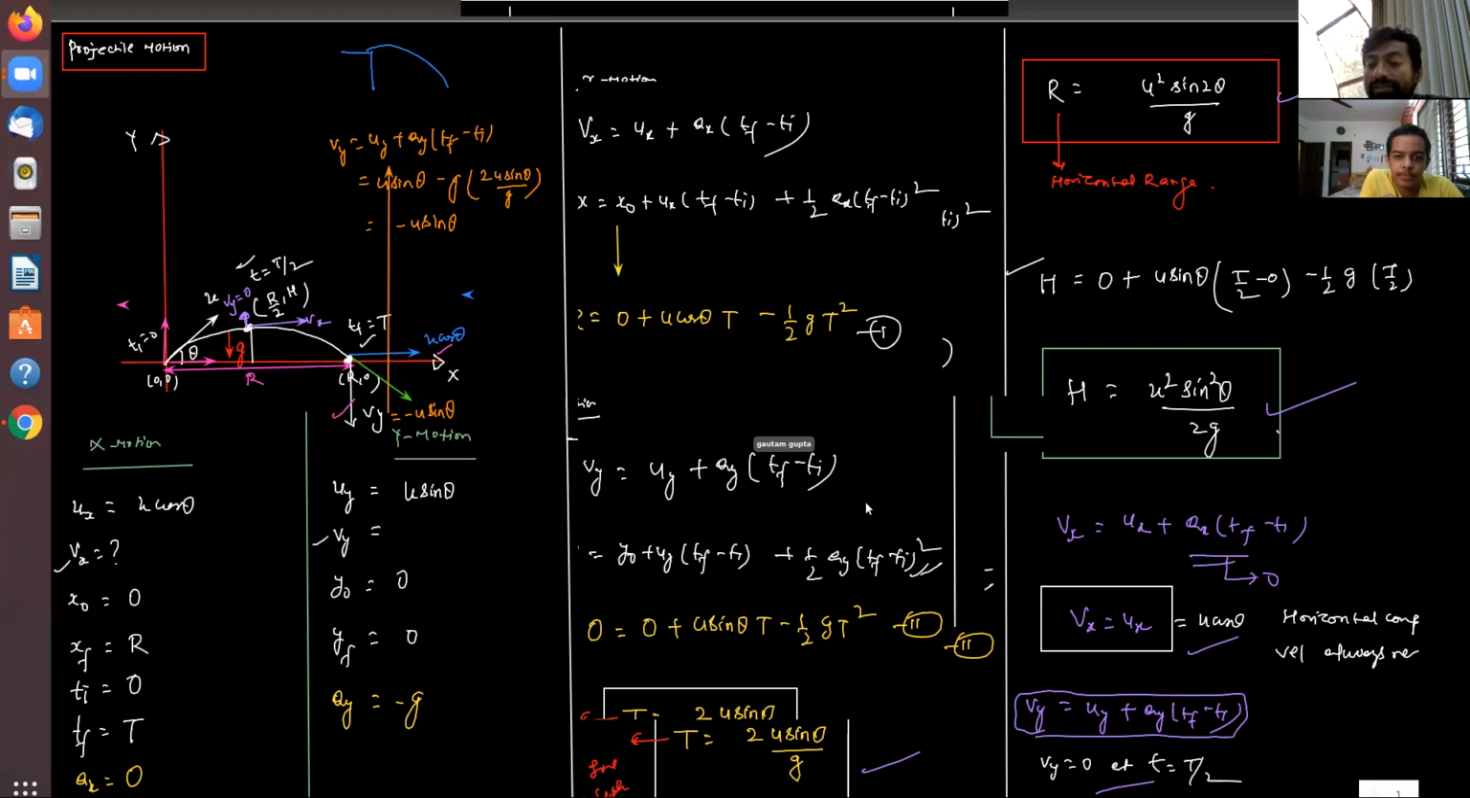Now one more derivation: what will be the equation of the path? Can I delete the middle portion? Yes, sir. Okay.